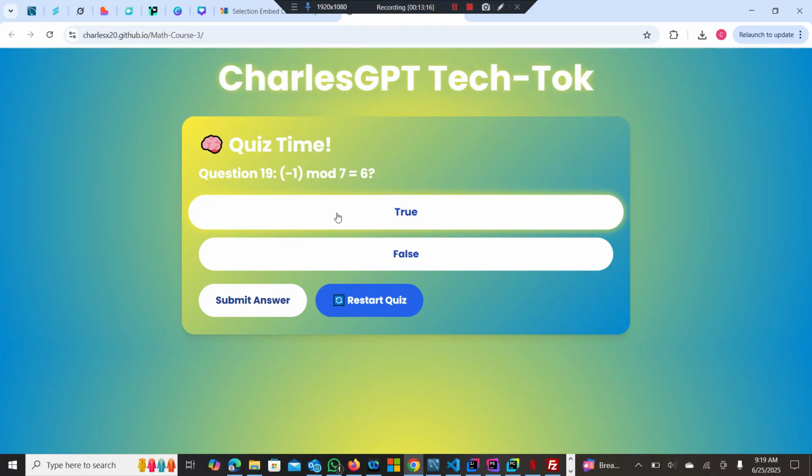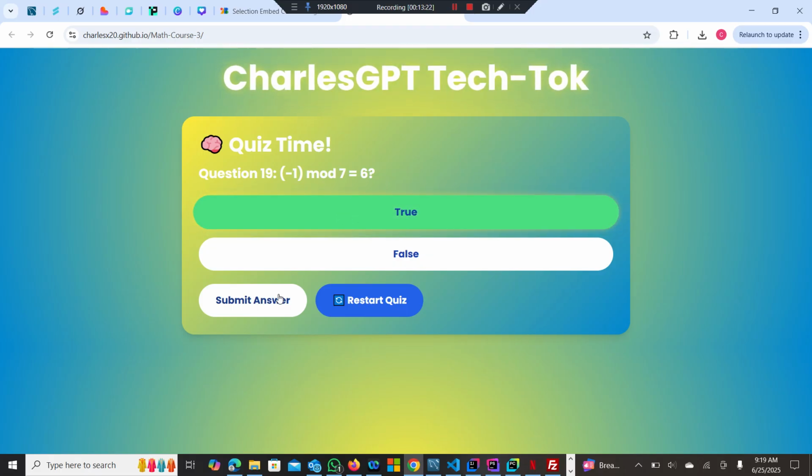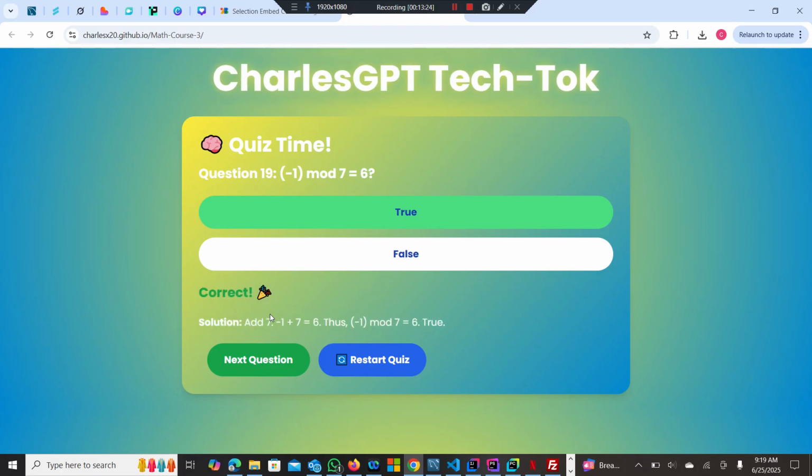Minus 1 mod 7 equals 6. True. So it gives you an explanation here, so no need to explain it. I just give you like a brief explanation for everyone. So if you go to my web application, you take your quiz, anything you get, it gives you an explanation for your question, for the solution to your question.